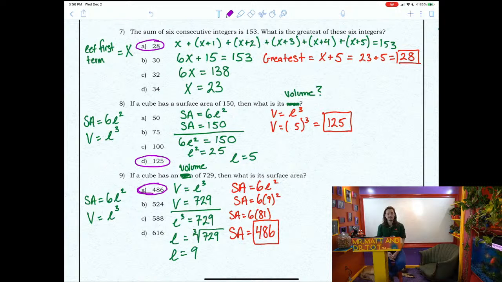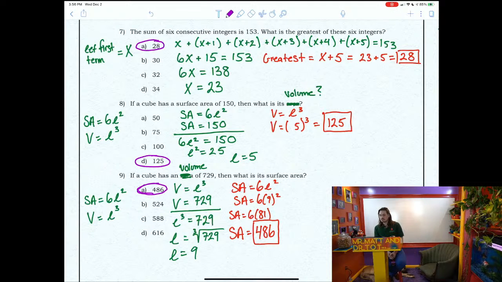Volume of a rectangular prism is length times width times height. A cube is a special type of rectangular prism where length, width, and height are all equal to each other. So we can represent each of those side lengths with the same variable. So volume is equal to side length cubed.